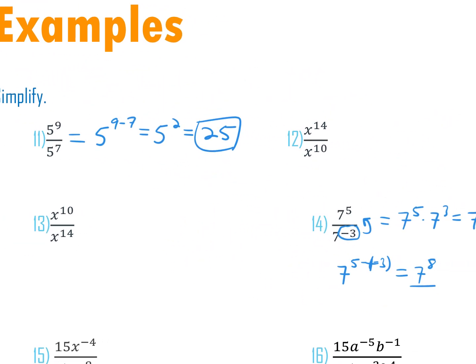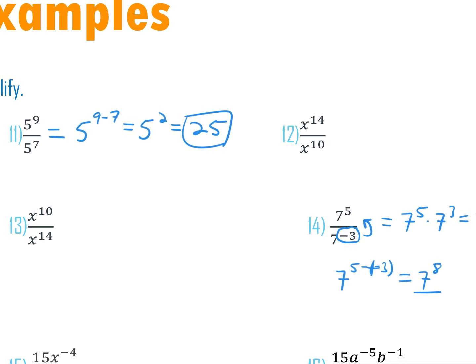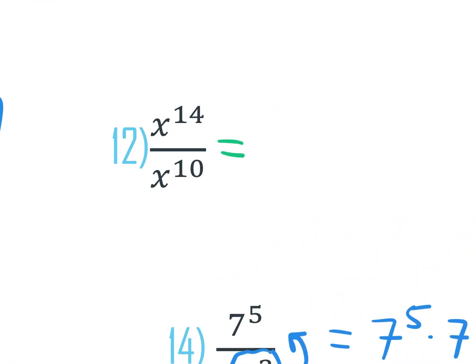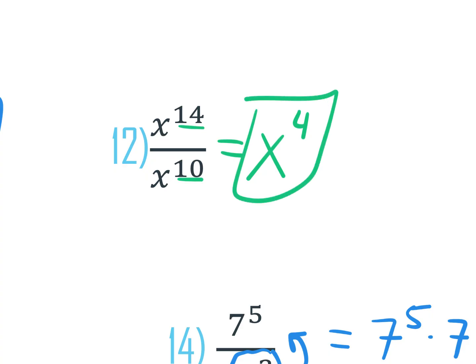Let's do 12 and 13 now. What's the difference between these two? Okay, they're switched, right? It looks like they're switched. Let's see how that has an effect on the answer. Let's do number 12. Same as always. This is going to be x to the what? To the 4, right? 14 minus 10. Nothing's wrong with that, so I just leave it alone.